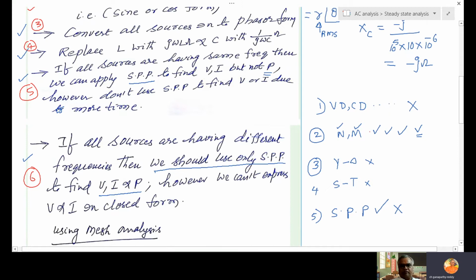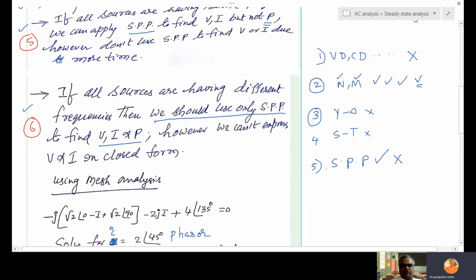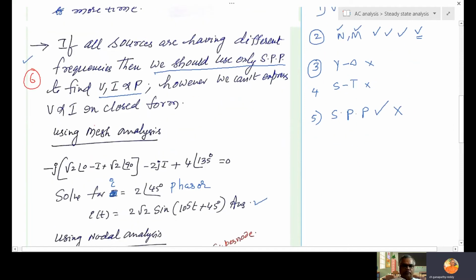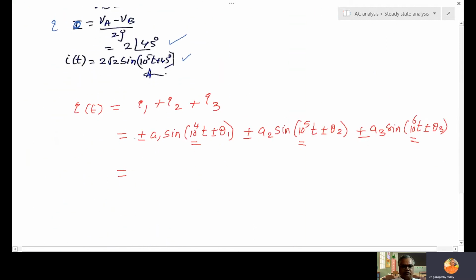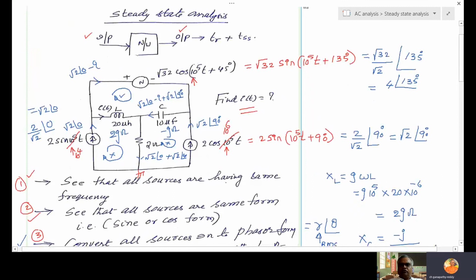In this problem, nodal and mesh in principle we can apply. I explained how to solve using mesh as well as nodal. If frequencies are different, compulsorily use only the superposition principle. So this is a wonderful problem, the best model. It will tell you so many concepts.